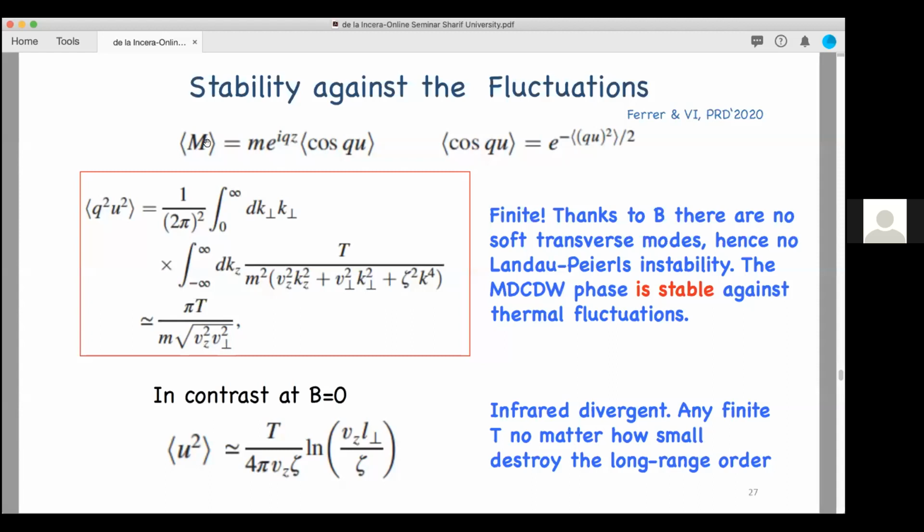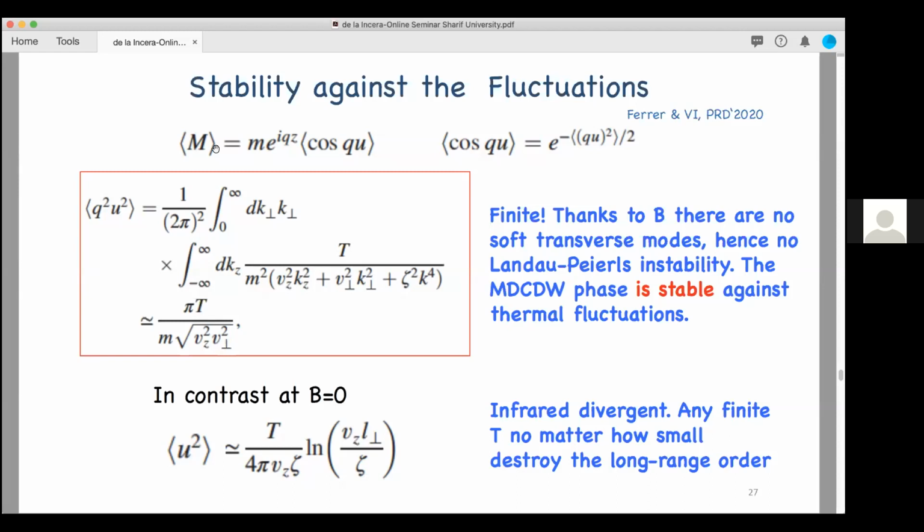If it was not finite, like when you have no magnetic field, instead of finite it would be infinite. It will have an infrared divergence. And in that case, of course, if this is infinity, e to the minus infinity goes to 0. That is what happens when you don't have a magnetic field. The long range order does not exist. The fluctuations erase it, and they erase it at any finite temperature, no matter how small. This is what is known as Landau-Peierls instability.